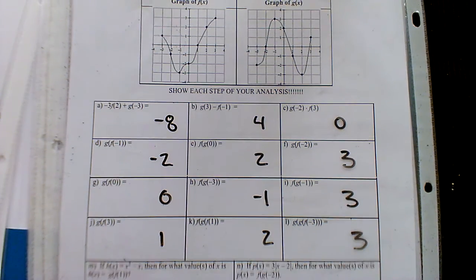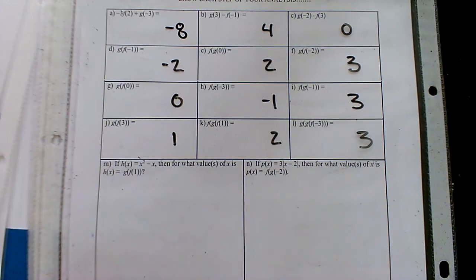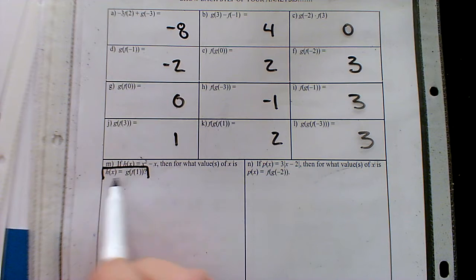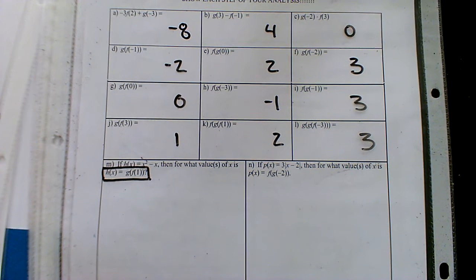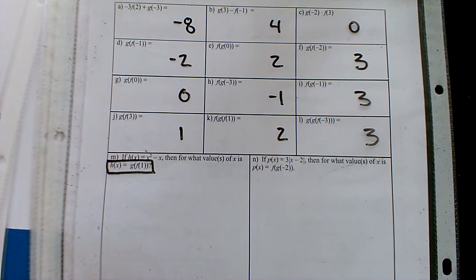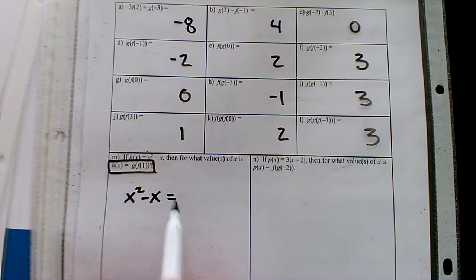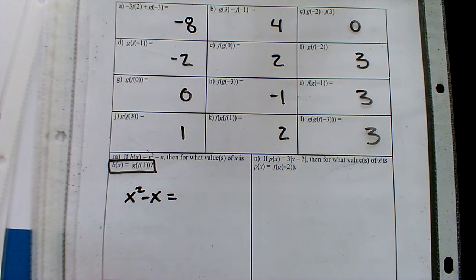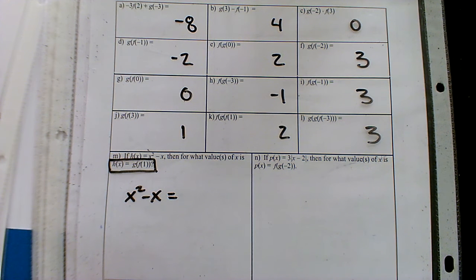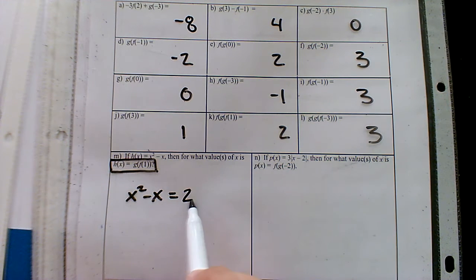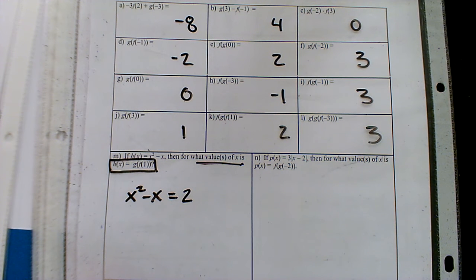All right. Let's check out the two at the bottom. So these solving ones. H of x equals g of f of 1. They tell us the h of x equation, x squared minus x, so we can write that on the left-hand side. And on the right-hand side of the equal sign, we have to figure out g of f of 1. So if you plug in 1 into f and then plug in that answer into g, what would we get? Go ahead, Hedley. 2.